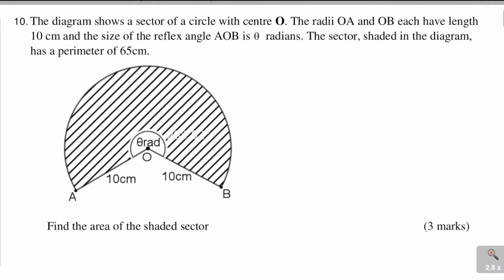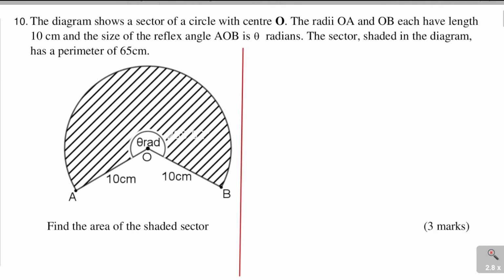Question 10. The diagram shows a sector of a circle with center O. The radii OA and OB each have length 10 centimeters and the size of the reflex angle AOB is theta radians. The sector shaded in the diagram has a perimeter of 65 centimeters. You're supposed to find the area of the shaded sector.